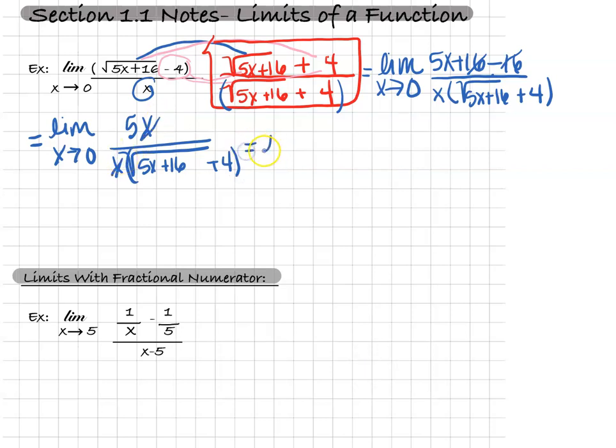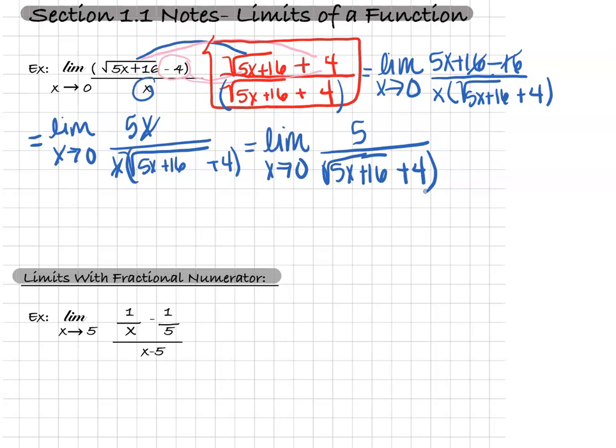So I'm going to clean up that function as much as I can before I have to deal with this limit so it doesn't cause me any more issues. So I have 5 over the square root of 5x plus 16 plus 4. See, it kind of paid off there too that we didn't distribute that x out because we were able to do some canceling like we saw in the last problem as well.